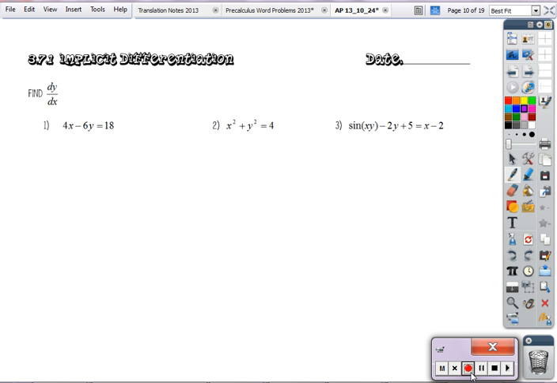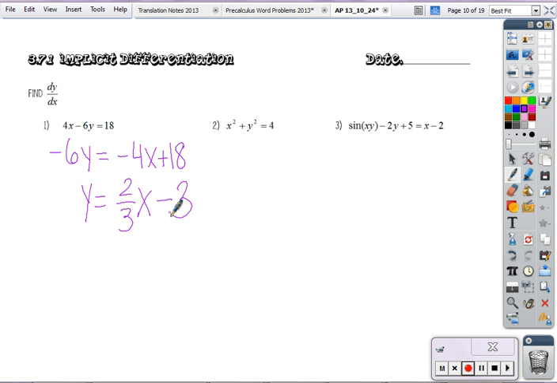Yeah, so let's do it. So, negative 6y is equal to negative 4x plus 18, divide by negative 6, and I get positive 2/3 x minus 3. So now it looks like what you'd be used to, right? Gave you the y by itself. Find its derivative. What do you get? 2/3. All right, so that y prime, exactly the same thing as this.